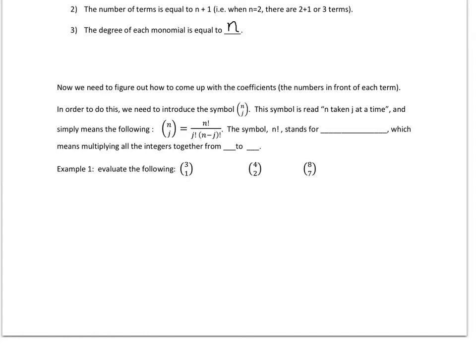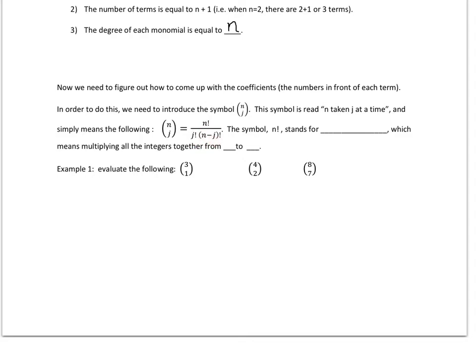So we're pretty good, hopefully, on the exponents now, but now we've got to figure out how to come up with the coefficients. And what are the coefficients? They're just the numbers in front of each term. In order to do this, we've got to introduce a new symbol for you, and it's called n choose j, or n taken j at a time. That's the symbol right there: a parenthesis with an n over a j. And it simply means the following: n over j is n factorial over j factorial times n minus j factorial.